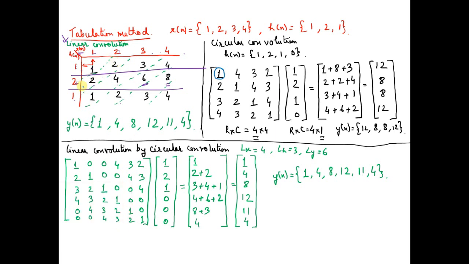Diagonal line, if you pass through this, you are getting 1. Then you are having 2 multiplied by 2, 4. 2 plus 2, 4. Then you add this one, 1 plus 4 plus 3, 8. Here 10, 12, then 8, 3, 11, then this 4. So this is the linear convolution method.